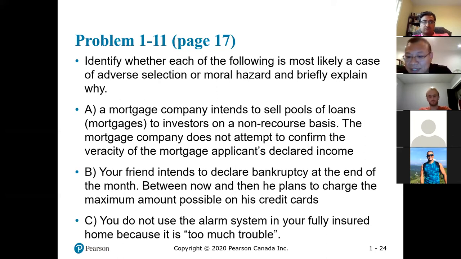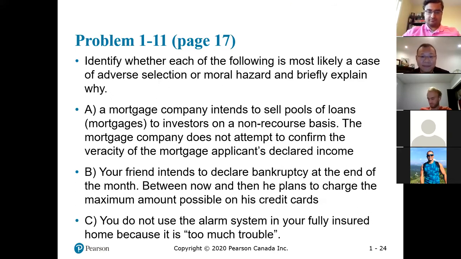I think it's a case of adverse selection. Adverse selection? Yes. Okay, so adverse selection is about hidden information, right? Hidden information in the past. Can you please tell me what information is hidden and which information here is in the past?